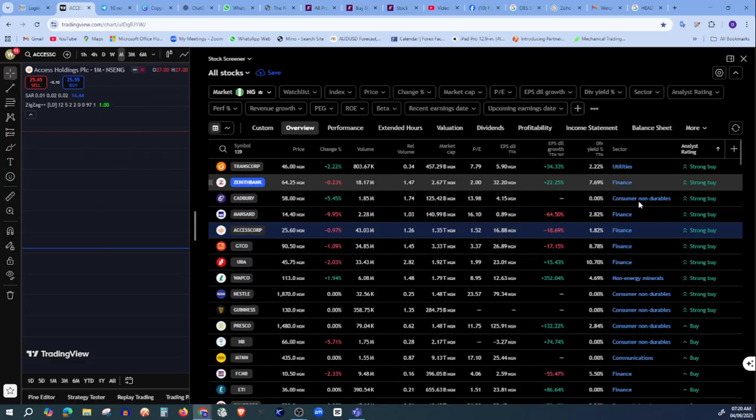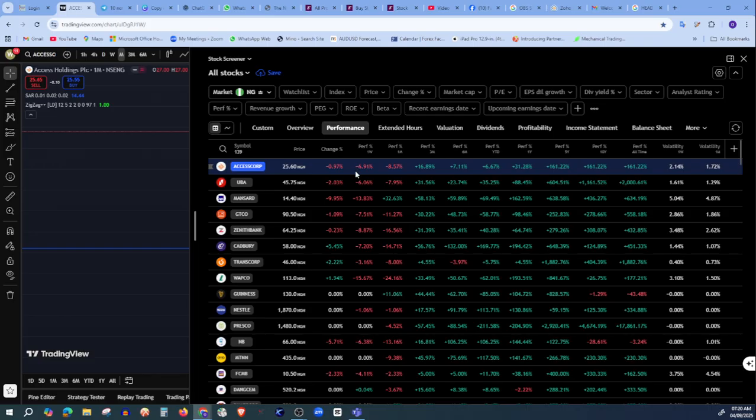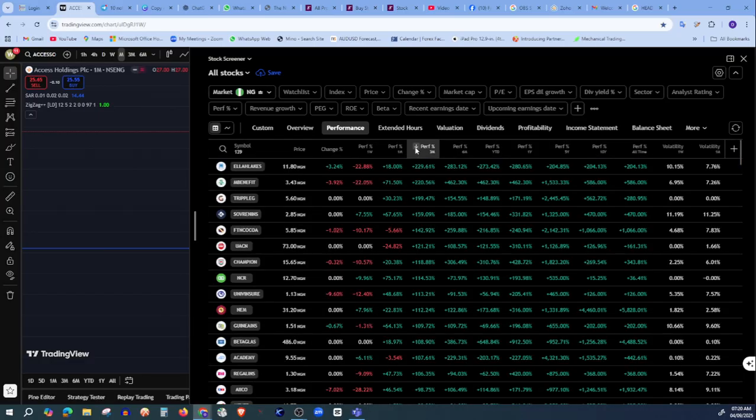This is the overview of the market, and this is what I was looking at before. Then you can do your manipulation using filters. Then go to performance also. You want to see the performance, 1 week performance, 1 month performance, 3 months performance, and so on. The same thing applies. You can sort.